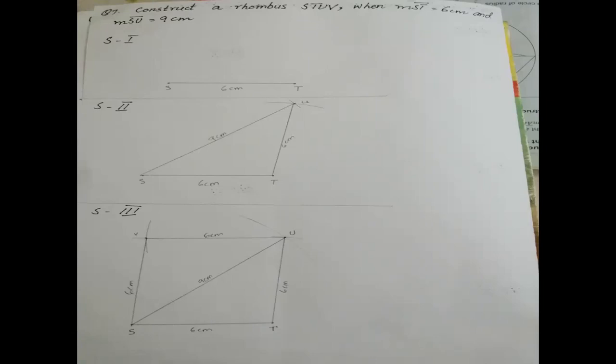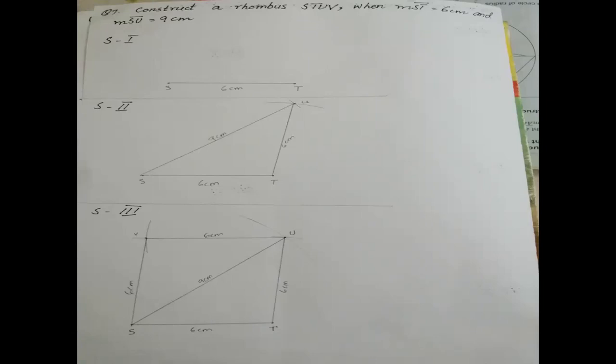In the second step, this looks like a triangle, but we need the rhombus. What is the characteristic of the rhombus? All sides of the rhombus are equal in measure. Open your compass 6 centimeters, put your compass on point U and draw the arc towards S. With the same radius of 6 centimeters, put your compass on point S and cut the first arc. Both arcs meet each other at point V. Join V with S and V with U.